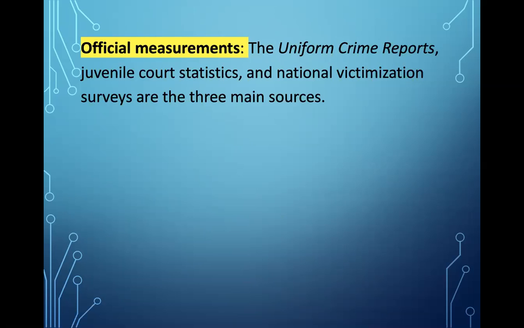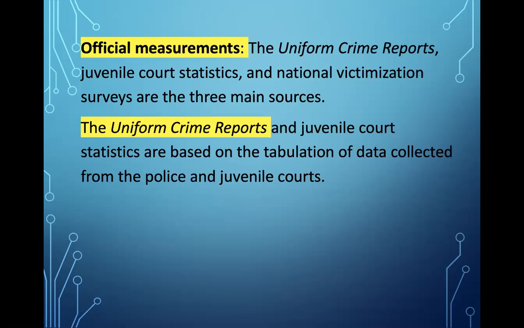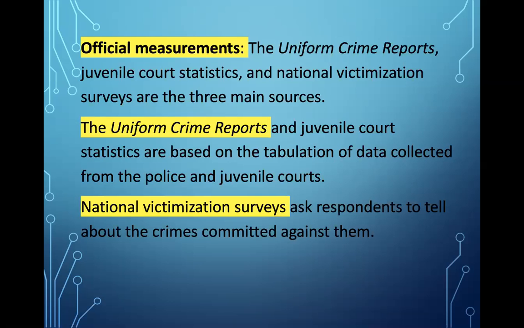their statistics and national victimization surveys from 3 different sources. The Uniform Crime Reports and Juvenile Court Statistics are based on the tabulation of data collected from the police and juvenile courts. So it's pretty good as far as giving us an overall idea. Now, it's not perfect and it doesn't tell us everything, but it definitely gives us a good idea of what the official measurements of juvenile crime are out there. We also, like I told you earlier, look at the National Victimization Surveys to say, okay, victims, what else is going on out there?